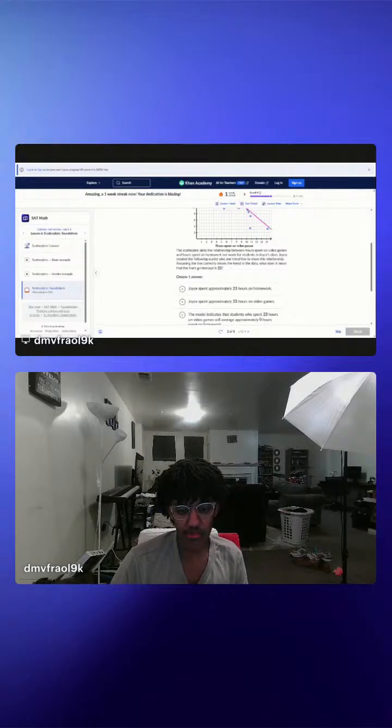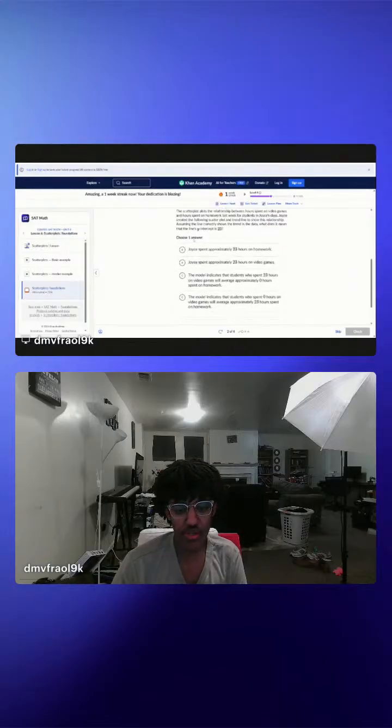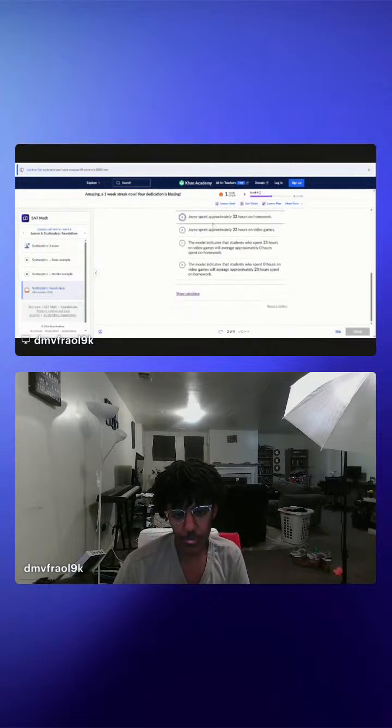The scatter plot plots the relationship between hours spent on video games and hours spent on homework last week for students in Jerusalem. Joel created the following scatter plot and trend line to show this relationship. Assuming the line correctly shows the trend in data, what does it mean that the y-intercept is 23?